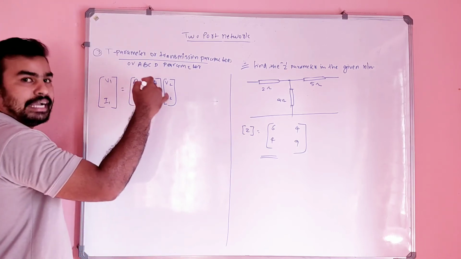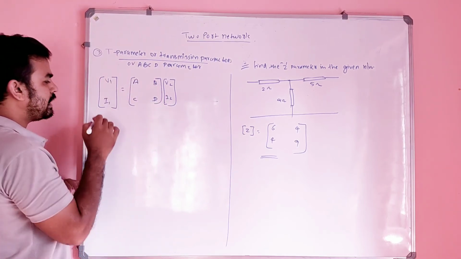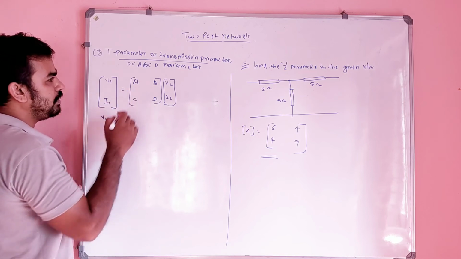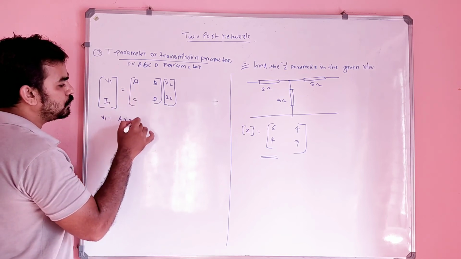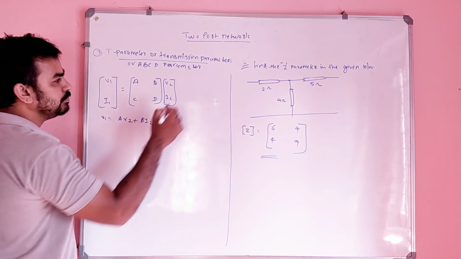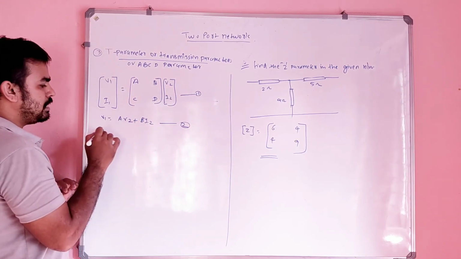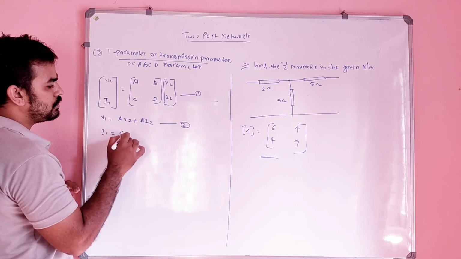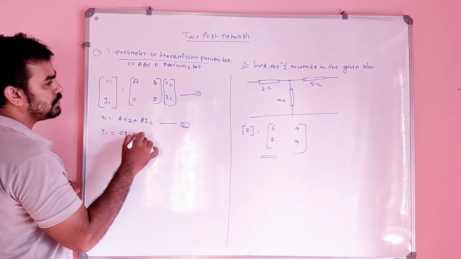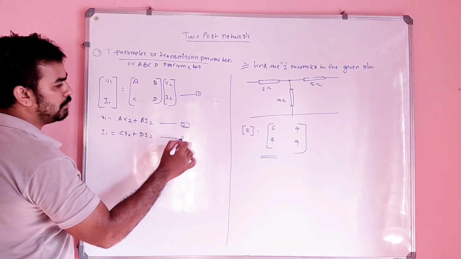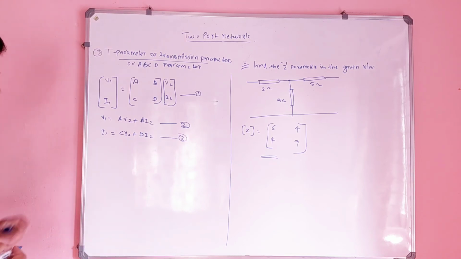Let's see how we can find this transmission parameter. We can write this equation as V1 equal to A into V2 plus B into I2. Let this be equation number 2. And similarly I1 will be equal to C into V2 plus D into I2. Let this be equation number 3.